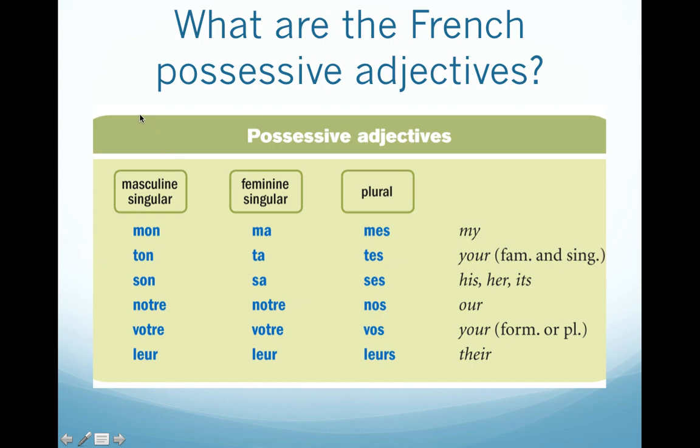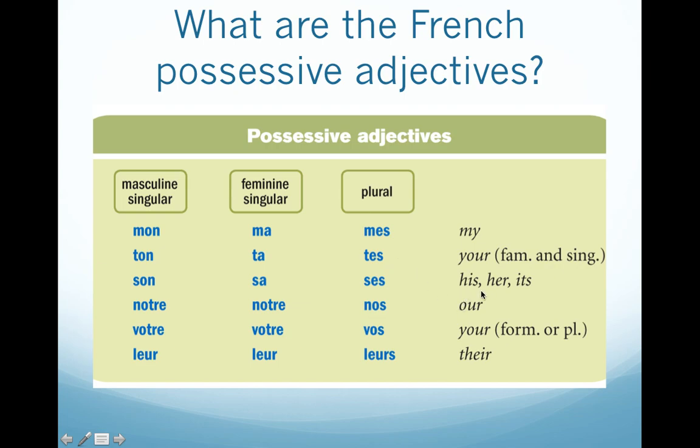What are the French possessive adjectives? Here they are, handy dandy chart for you. So like we just said, my, there's 3 different ways to say it. If you're saying my book, because book is a singular masculine object, you would use mon. For feminine singular is ma, and for plural is mes. Plural, regardless of whether it's feminine or masculine, it will be mes. And then your, if you're talking about you in the familiar singular way, so if you're using tu, masculine singular will be ton, feminine singular will be ta, and plural will be tes.